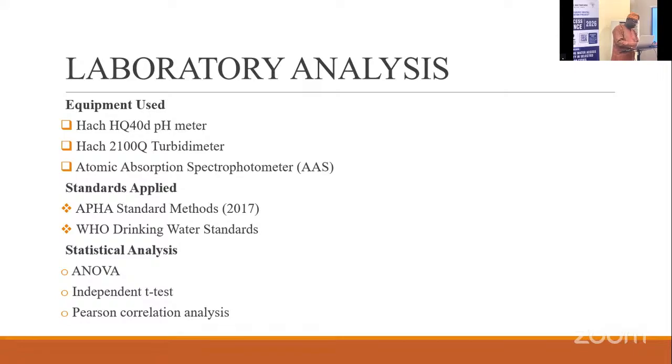Then the laboratory analysis. The equipment we use for the laboratory analysis include the Hach HQ40d, which is the pH meter; then the Hach 2100Q, the turbidimeter; and lastly, the atomic absorption spectrophotometer, which is called the AAS. Then we have the standards applied: the APHA Standard Methods of 2017 and the WHO Drinking Water Standards. For the statistical analysis, we made use of ANOVA, the independent t-test, and the Pearson correlation analysis.